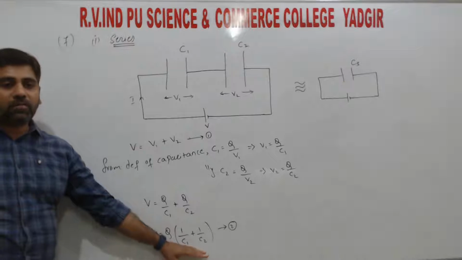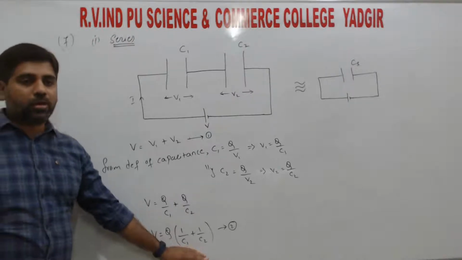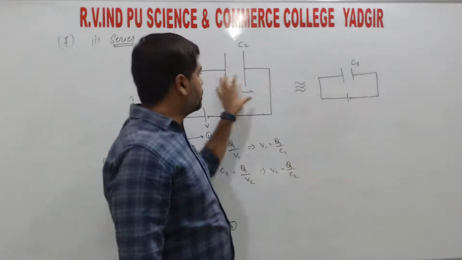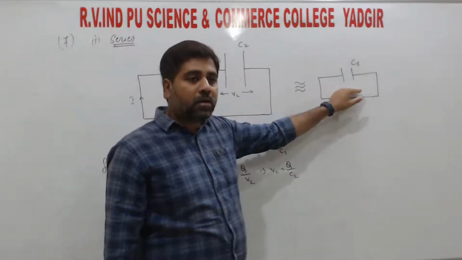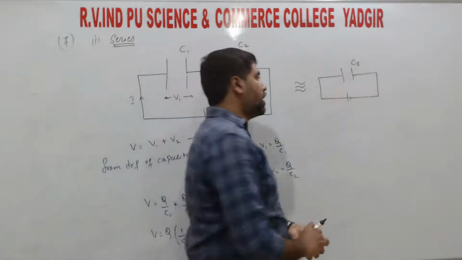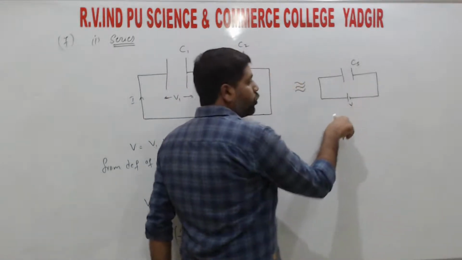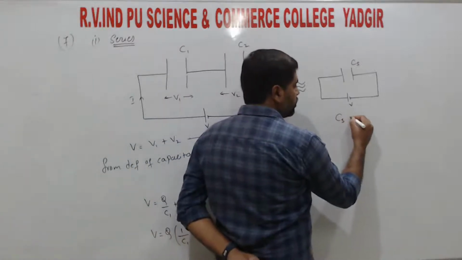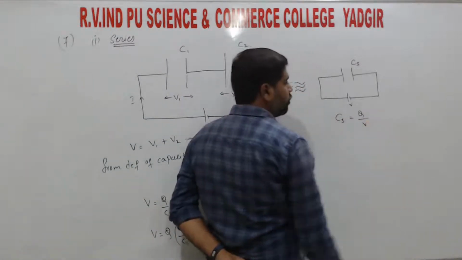So if it was 3 marks, we can give 1 mark or 2 marks, right? But this diagram is very important. So we are relating this series combination with the equivalent capacitance CS, right? Again the applied potential is same. So again from the definition, CS is equals to Q divided by V.